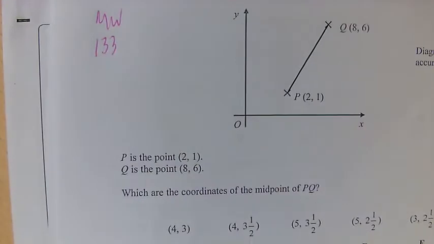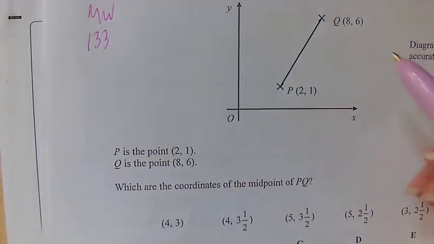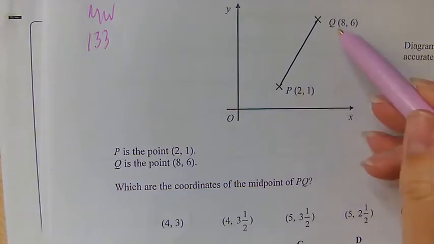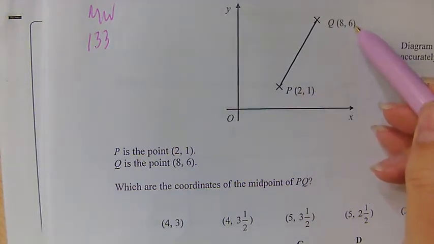Okay, question 5. Midpoints. So midpoints are super easy. If you watch my other 2 videos, you'll know exactly what we're doing by now. So I basically want to find halfway between 2 and 8, and I want to find halfway between 1 and 6. There are a couple of different ways of doing that.